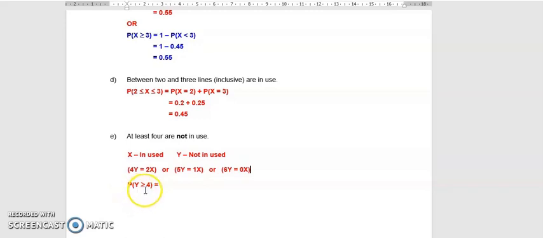So probability of y at least 4 are not in use. So y greater equal to 4. So this one you can use, you can refer to x here which is in use. So 0, 1, 2. So this one will be equivalent to x at most or equal to 2. Okay, so at most 2 is probability of x less than equal to 2. Okay, so what is less than equal to 2?